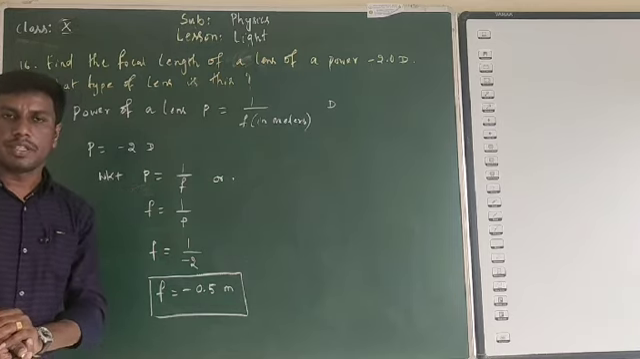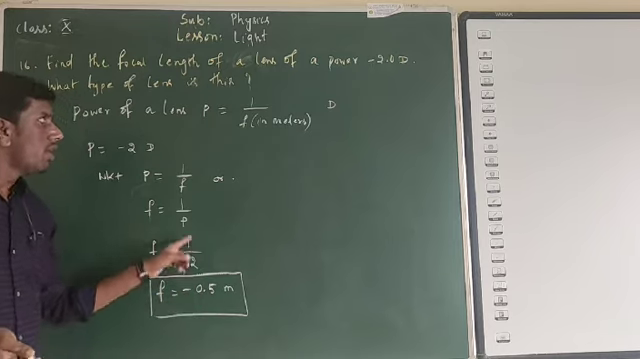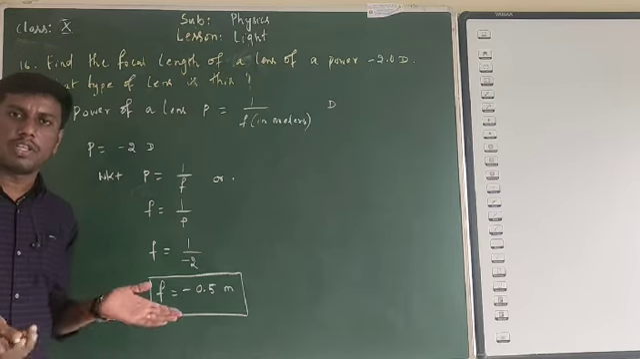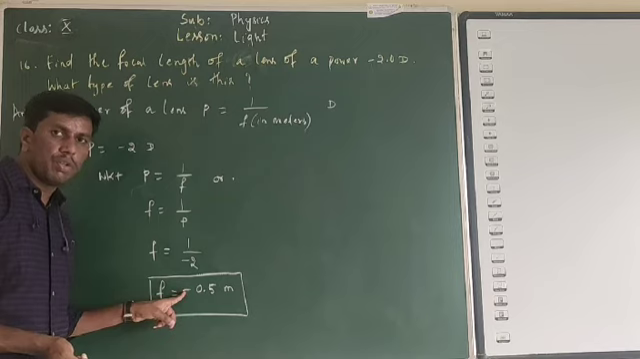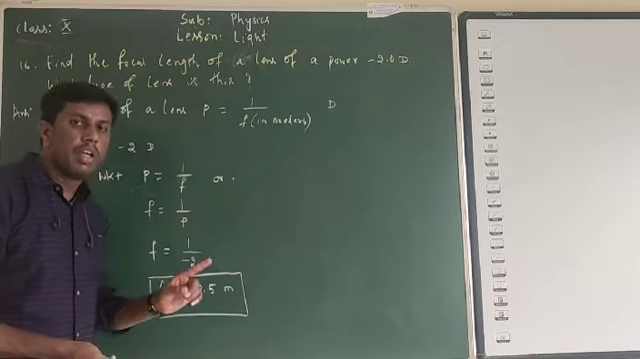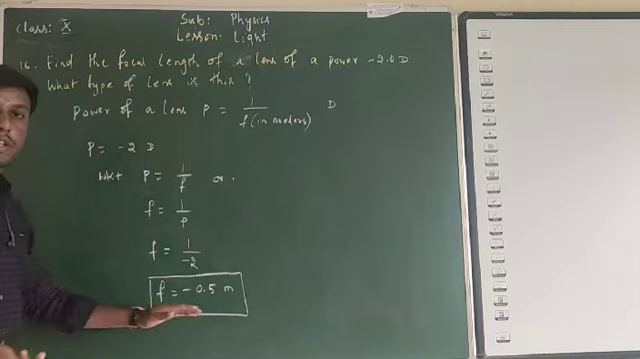By observing the sign of the focal length, I can say whether it is a converging lens or a diverging lens, whether it is a convex lens or a concave lens. The focal length is negative, so is it convex or concave? Focal length will be negative for concave, so it is a concave lens. In fact, it is a diverging lens.